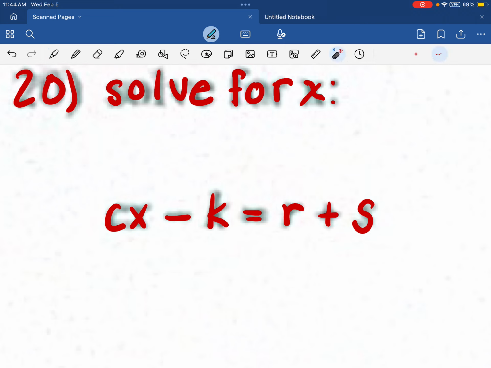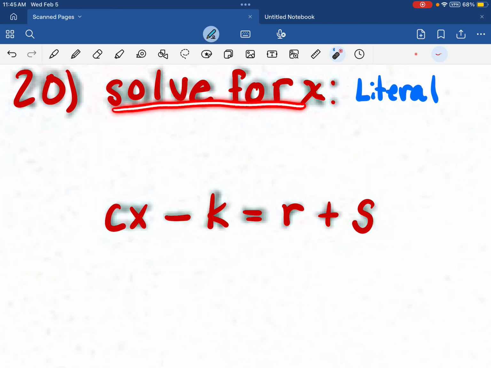Okay, this type of equation is one that people have been struggling a bit with. These are called literal equations. A literal equation is any equation that has more than one variable in it. So these, obviously, have way more than one variable in them. So this is called a literal equation. Okay.